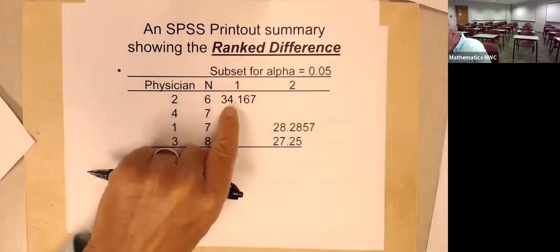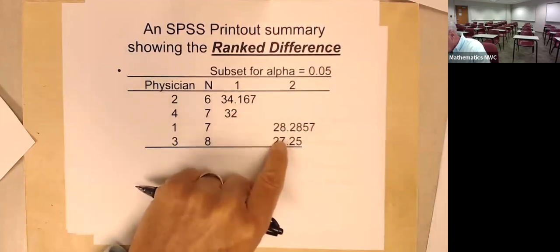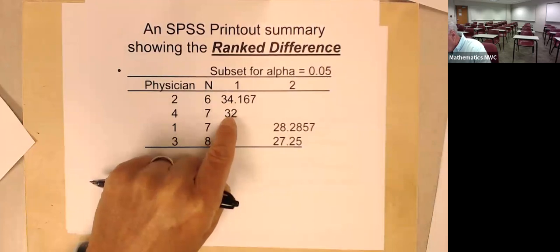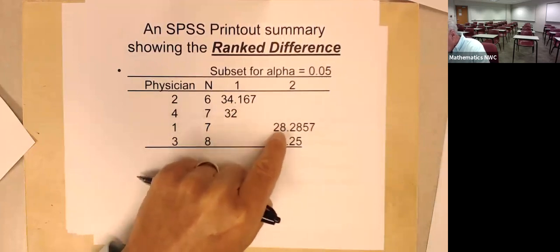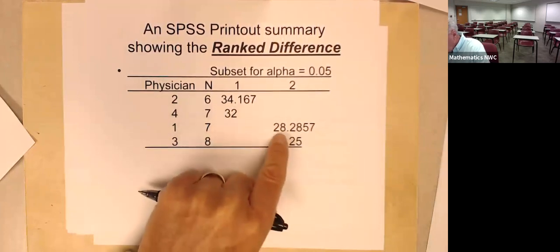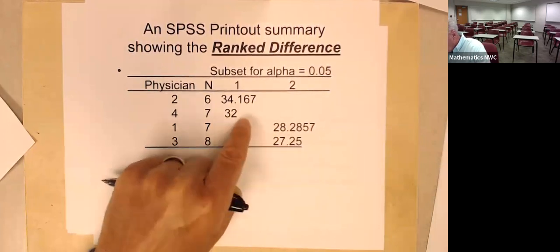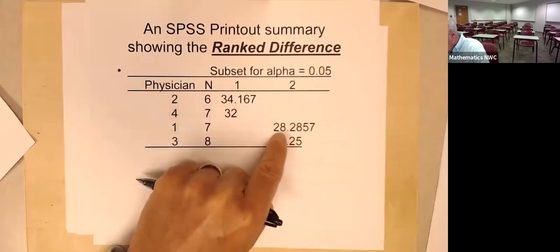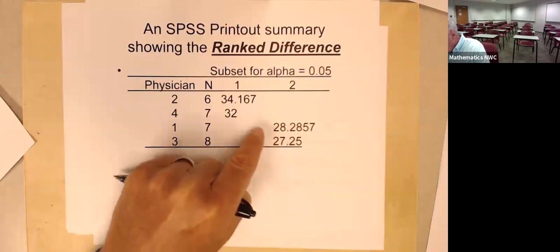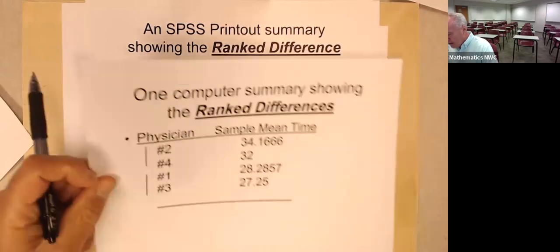We're saying 34 is statistically larger than 28, and it's larger than 27, but it's not larger than the 32. We're saying 32 is not different or less than 34, but it is greater than these two. This 28, we're saying it's not statistically different than the 27, but it is statistically different than those two. The 27 is not statistically different than that one, but it is statistically different than the first two. A lot of statistics in there.